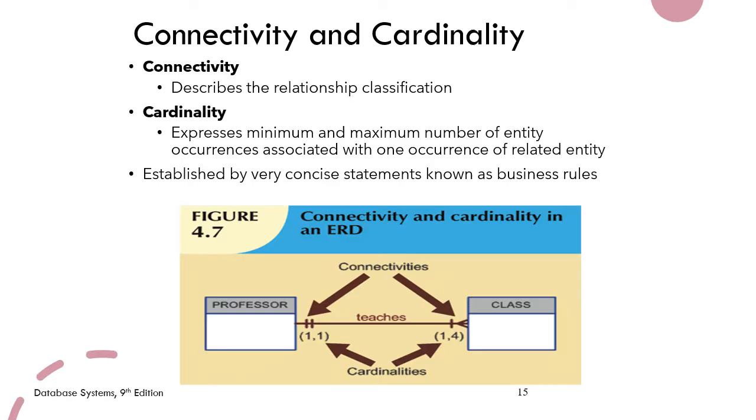Okay, next I go to the connectivity and also cardinality. It defines the relationship classification, connectivity. Okay, one to one, one to many. And the cardinality expresses the minimum and maximum number of occurrences. Before this, we just learned that the thing is one or many, right? Many. But cardinality defines specifically the number, minimum and also maximum.